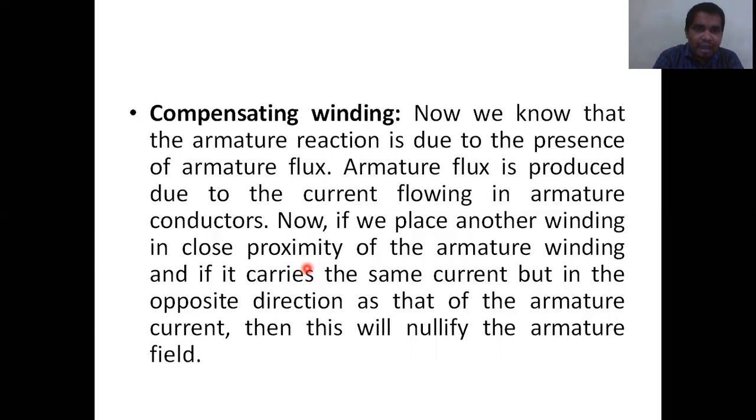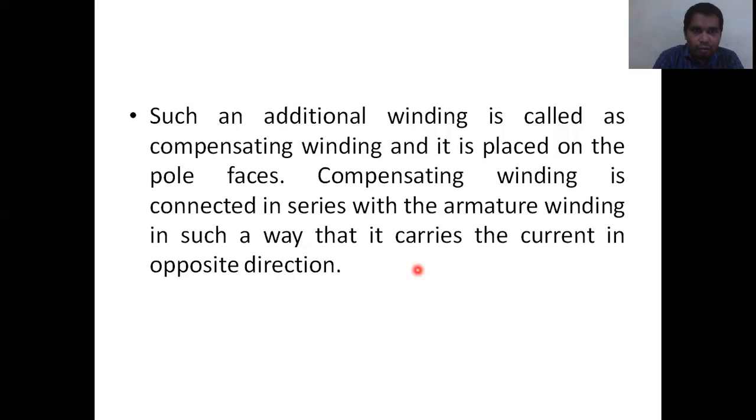Similarly, the armature flux is influencing your main flux. So what we do is, armature flux is there, then I am connecting another compensating winding. It also will carry the same amount of armature current, but in the opposite direction, so the flux will be opposite. So the armature flux and this compensating winding flux will cancel each other, so no armature effect. That is one way. The additional winding is called compensating winding.